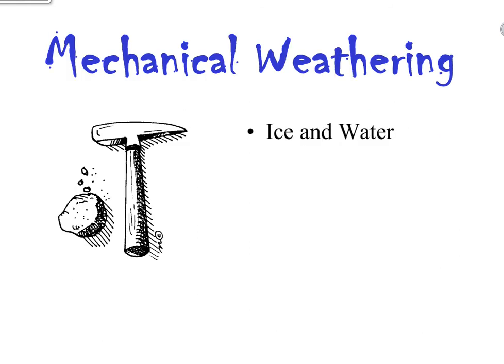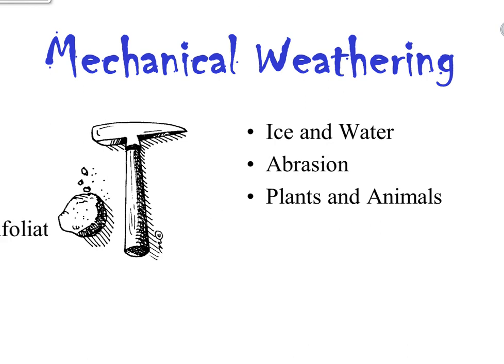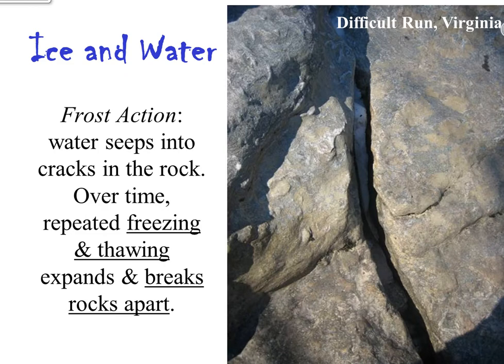Mechanical weathering has several different forms. First, we have ice and water. It's called frost action or frost wedging. Water slowly seeps into cracks in the rock, freezes, and then expands, just like sticking a can of Coke in the freezer. It breaks the can.